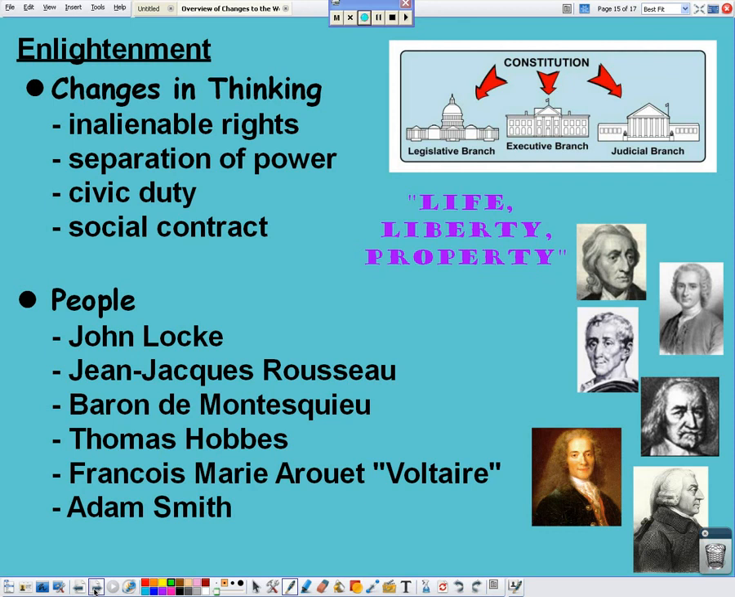Adam Smith is actually the creator of the idea of capitalism. And the reason we put him in the Enlightenment is because at its heart, capitalism says the government should not get involved in the economy. That the economy, much like society, should be run by the people.